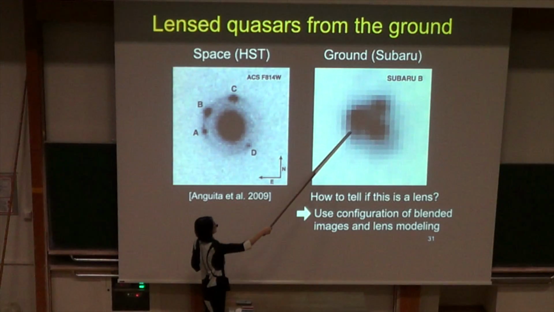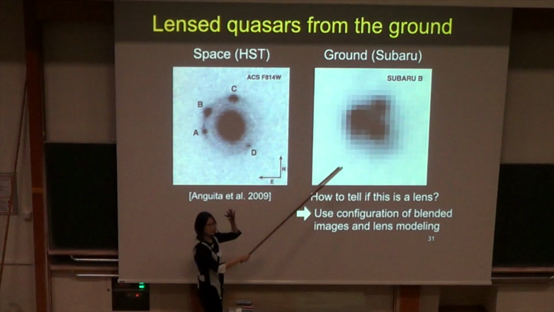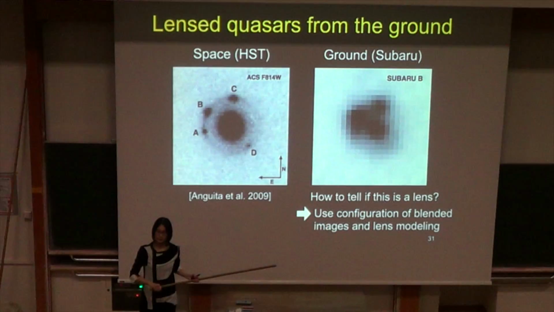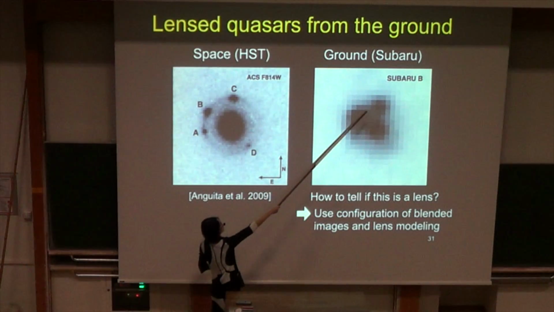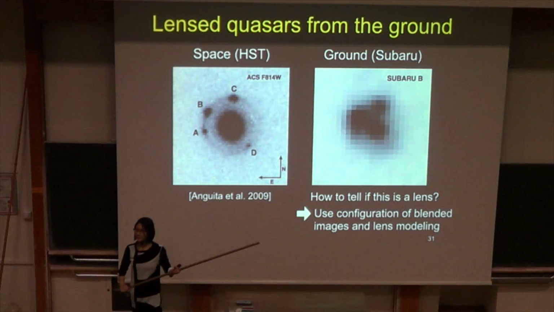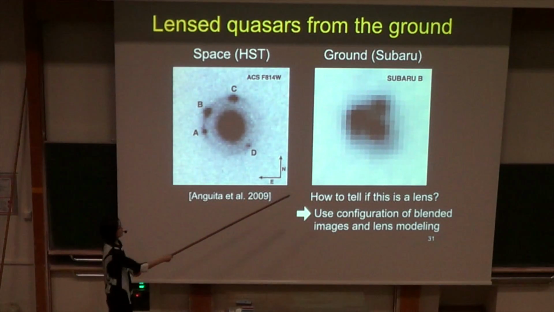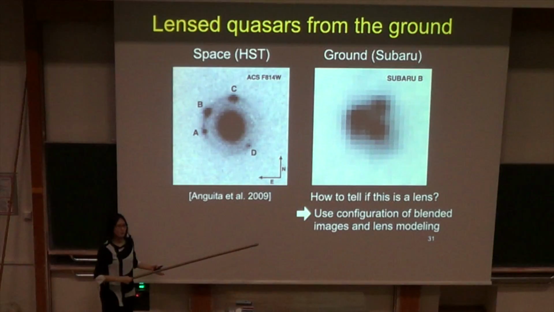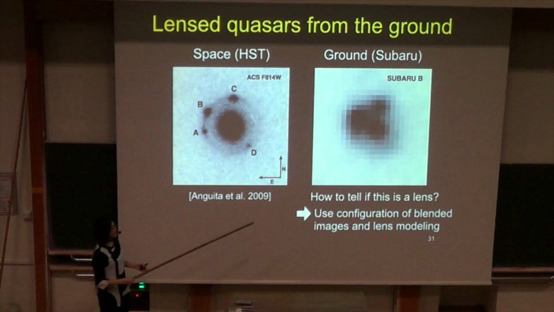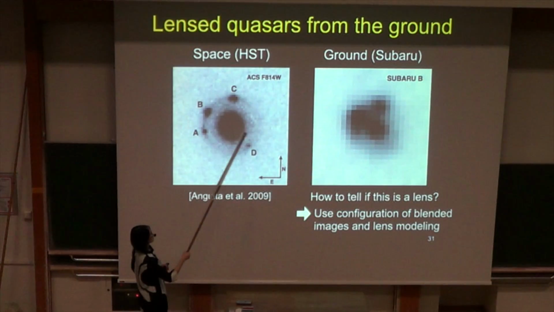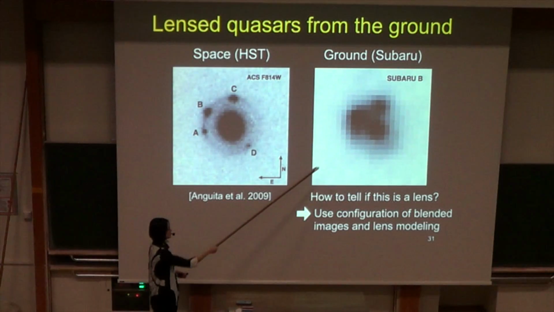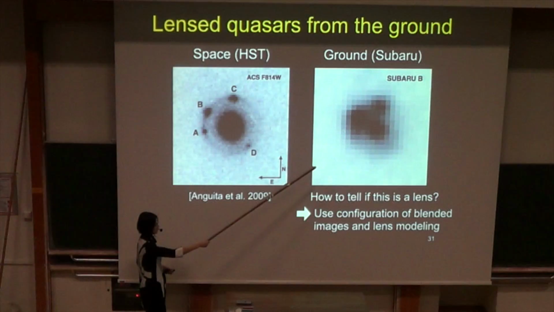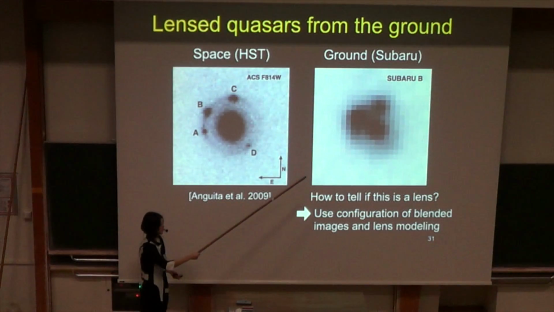All of these features are blended together due to the atmospheric distortion on Earth. And this is with Subaru, which is an excellent site with excellent seeing. The image quality of this was like observed with 0.5 arcsecond seeing. So even with excellent seeing, it's still very hard to tell that this thing is actually a strong lens system. So how do we tell if this is a lens or not when we see it from these ground-based images?